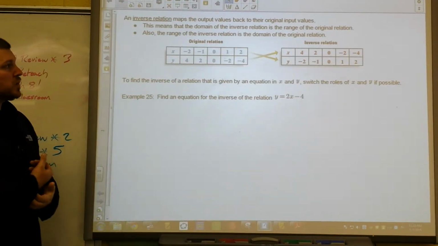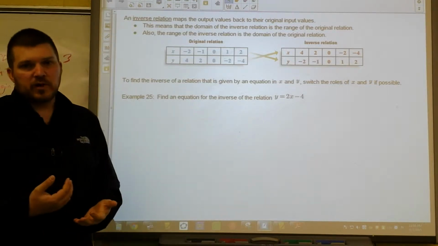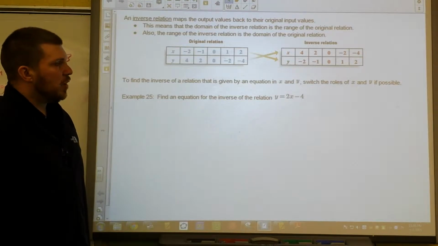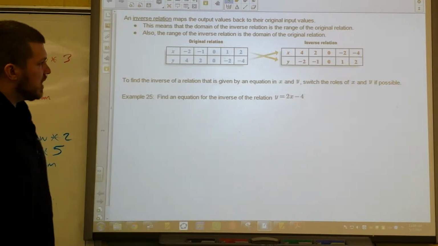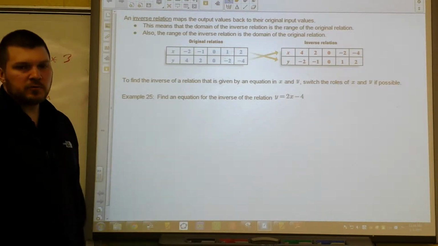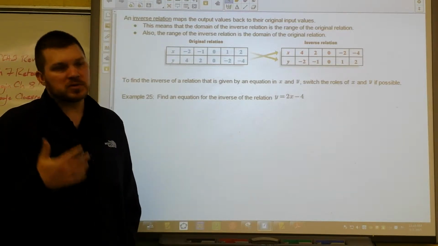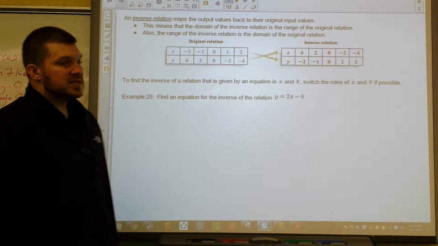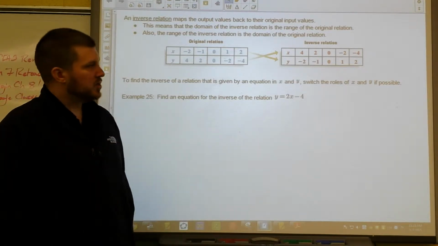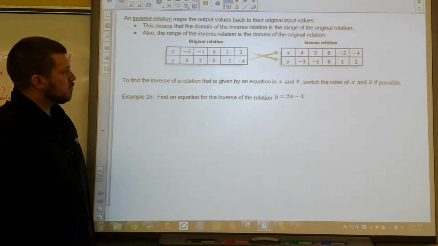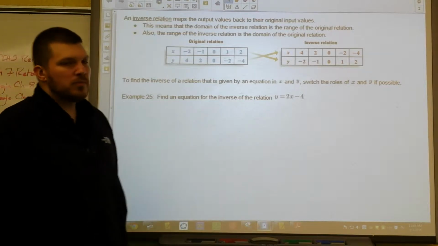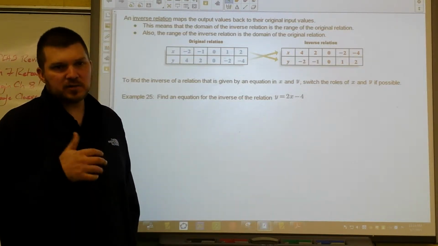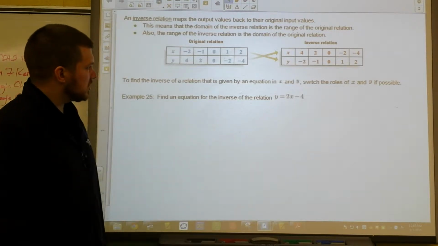An inverse relation, we talked about relations at the very beginning of this chapter, maps the outputs back onto the original input values. Again, outputs we typically represent with y's, inputs with x's. All this means is that the domain of the inverse function is the range of the original relation. Also, the range of the inverse relation is the domain of the original relation. Seems like a mouthful. They're kind of similar, so it's hard to digest the words. So let's look at the picture.